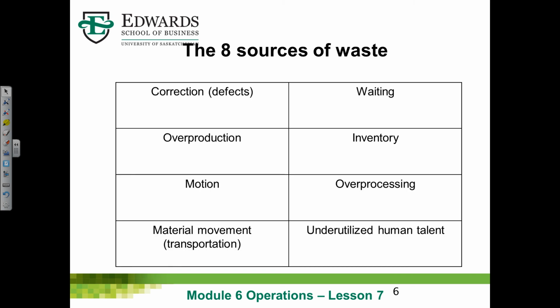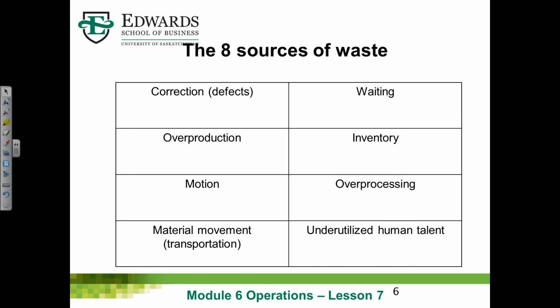Now, I mentioned a lot about waste already in this lesson. If you look at the world of lean, there's really 8 sources of waste. And what I'm going to do is go through these just in some brief details here. The 8 sources of waste are correction, overproduction, motion, material movement, waiting, inventory, overprocessing, and underutilized human talent. Let me go through these quickly to show you examples of these 8 sources of waste.